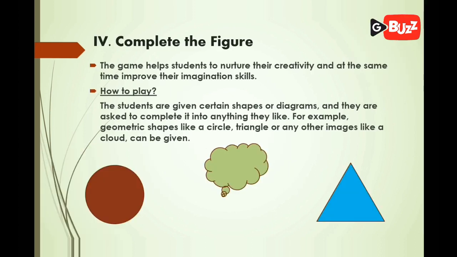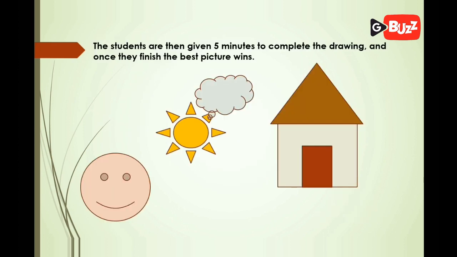Complete the figure. This is another wonderful game that helps students to nurture their creativity and improve their imagination skills. How to play. The students are given certain shapes or diagrams and they are asked to complete it into anything they like. For example, geometric shapes like a circle, triangle, or any other images like a cloud can be given. The students are then given 5 minutes to complete the drawing, and once they finish, the best picture wins.